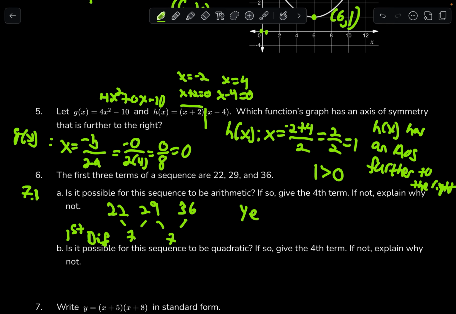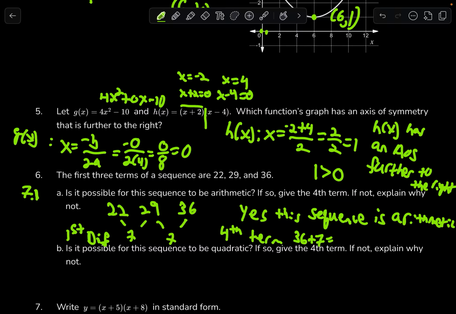Okay? So yes, this sequence is arithmetic. The fourth term would be 36 plus 7, which equals 43. So is it possible for this sequence to be quadratic? No, because the first difference is constant.